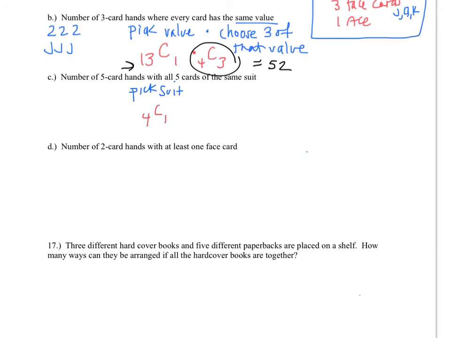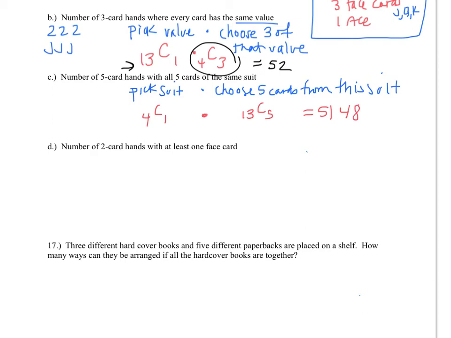Then, once I've picked my suit, now I have to choose 5 cards from this suit. And we've already said that each suit has 13 cards, so I will do 13 choose 5. And then I'm going to multiply both of these together. And the end result is 5,148.